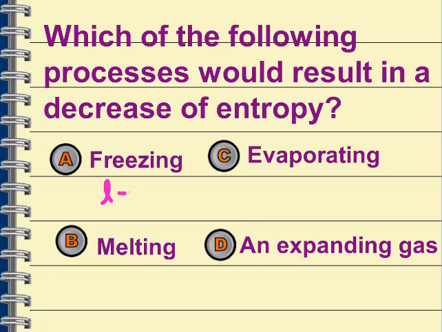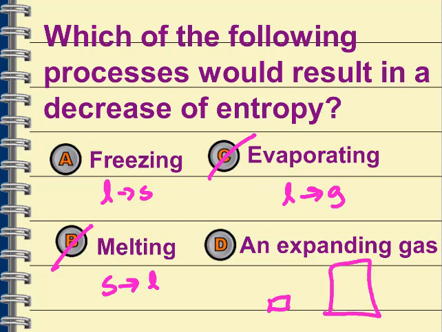So freezing is going from a liquid to a solid. So that's decreasing entropy. Melting is going from a solid to a liquid. So that is increasing disorder. Evaporating is liquid to gas. So that's increasing disorder. An expanding gas is going from a small container to a big container, so that's an increase in disorder. So A.